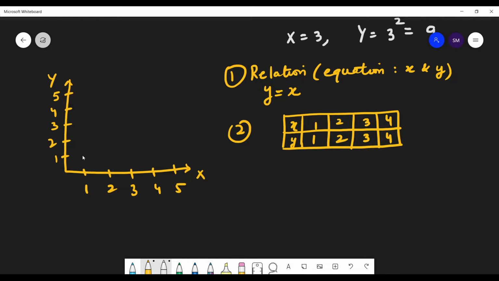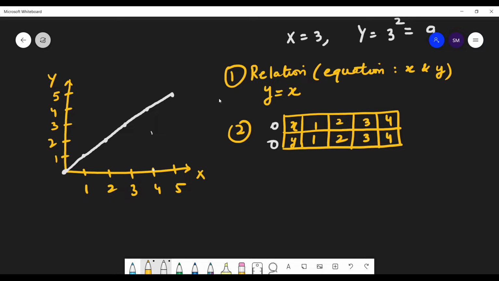Now x equals 1, y equals 1, you get this point. x equals 2, y equals 2, you get this point. x equals 3, y equals 3, you will get this point. x equals 4, y equals 4, you get this point. x equals 5 and y equals 5, you get this point. And x equals 0, y equals 0, you get this point also. All these points lie on a straight line.